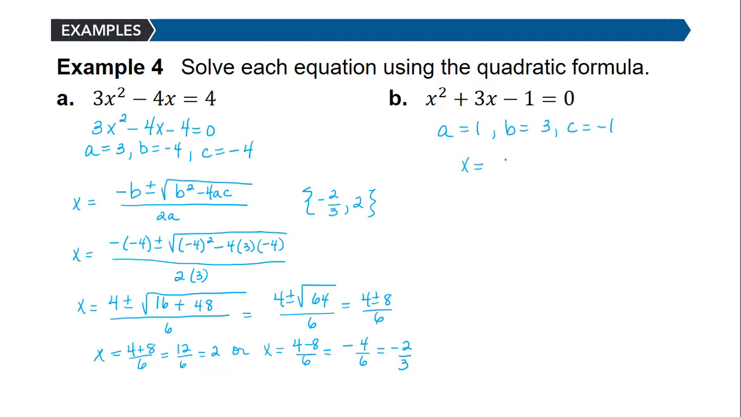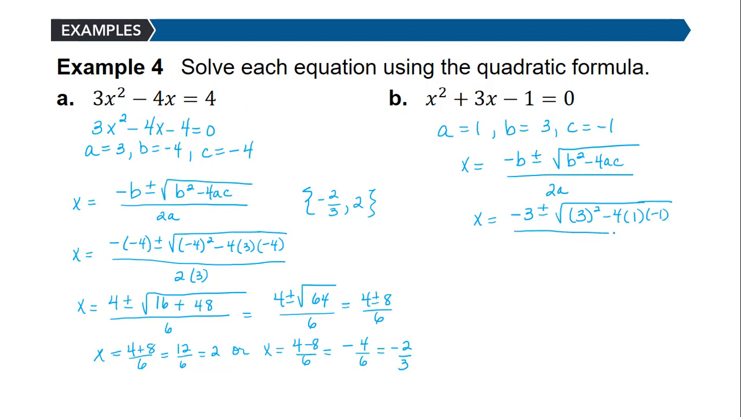Substituting in x equals the opposite of b, plus or minus the square root of b squared minus 4ac, all divided by 2a, we would get x is equal to the opposite of 3, plus or minus the square root of 3 squared, minus 4 times a is 1, times c is negative 1. And then this is all divided by 2 times a, or 2 times 1.